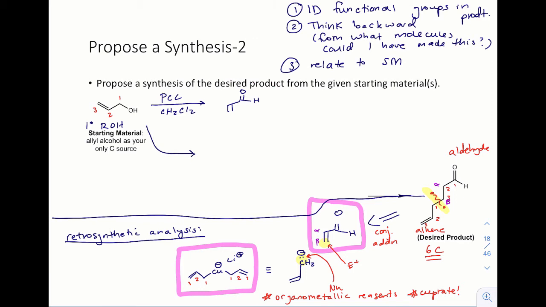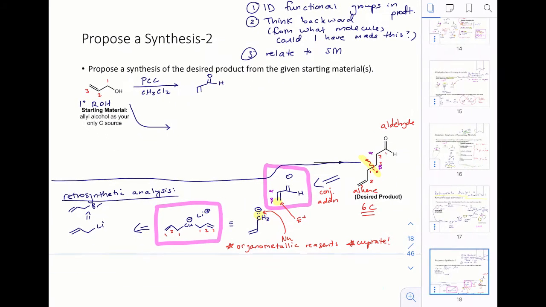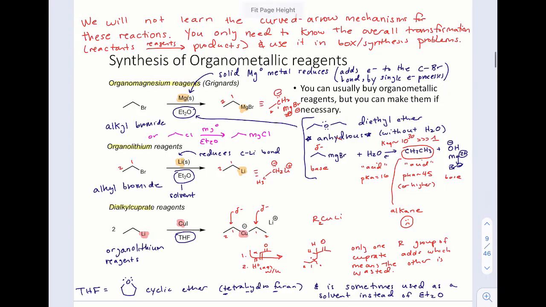To generate the cuprates, we may remember, looking down at the bottom, that cuprates are made from organolithium reagents. So we'll need to generate the organolithium reagent first. Organolithium reagents are made from alkyl bromides. I am recalling the information found on this slide.